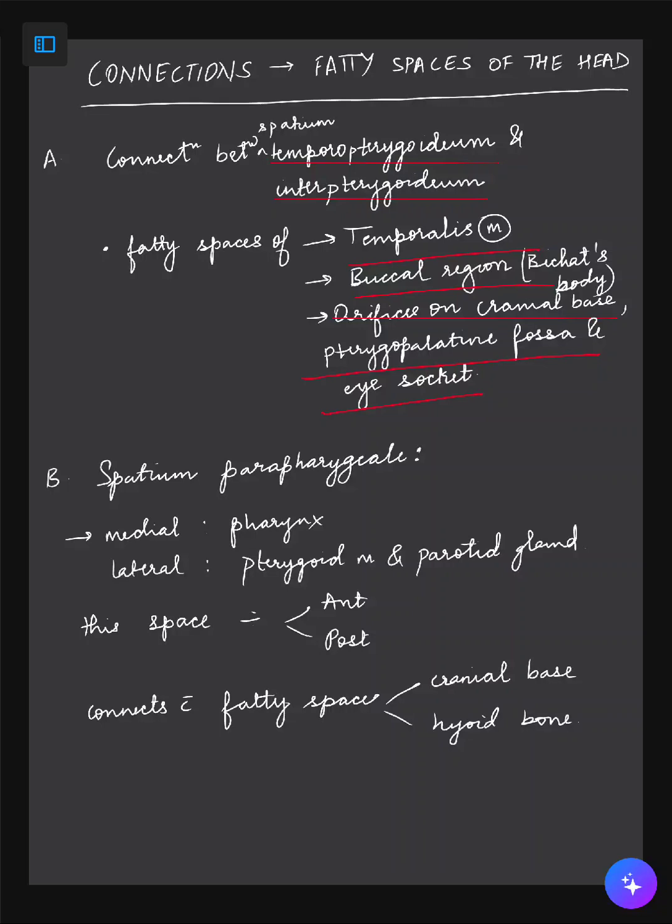Now next is the spatium parapharyngeal. Medially there is the pharynx and laterally there is the pterygoid muscle and parotid gland. This space is divided into anterior and posterior, and connects with the fatty spaces of the cranial base and hyoid bone.